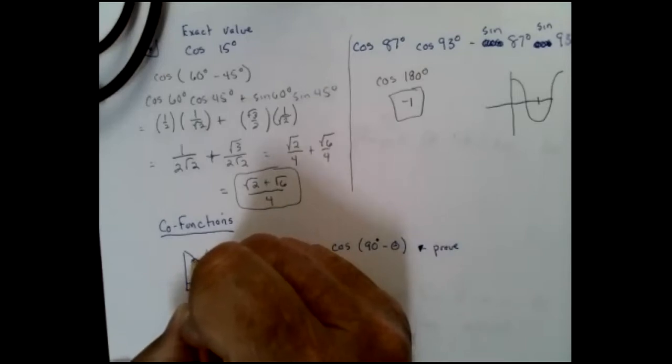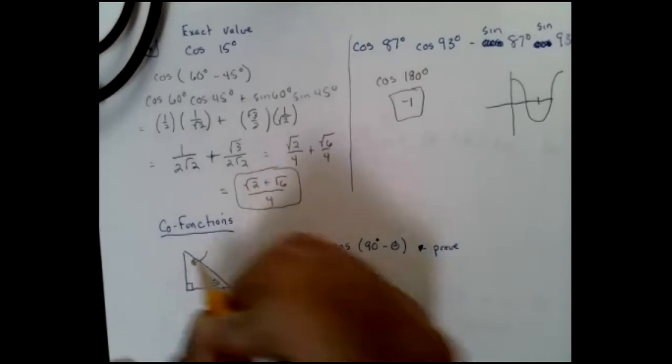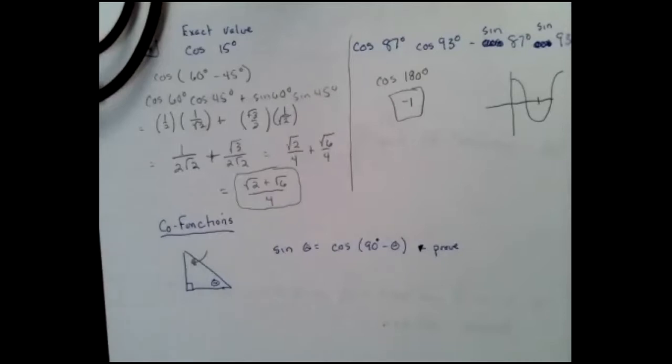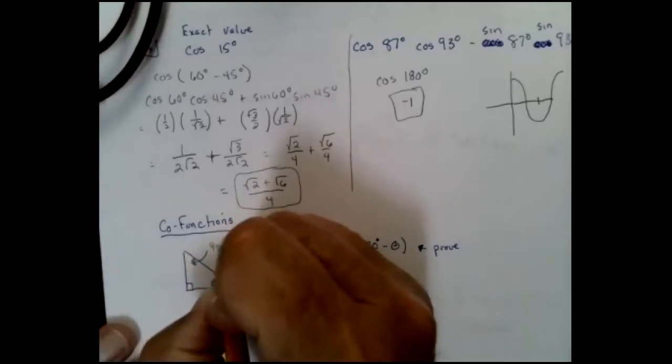Right there, right there. What's that become? Jump on in, give me an answer. Today, you're all getting a class participation grade. Is it just 90 minus theta? Absolutely. This is 90 minus theta.